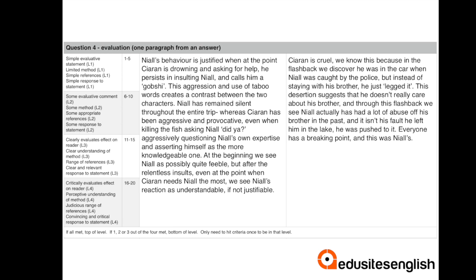This desertion suggests that he doesn't really care about his brother, and through this flashback we see Niall has had a lot of abuse off his brother in the past, and it isn't his fault he left him in the lake, he was pushed to it. Everyone has a breaking point, and this was Niall's. So 2 different answers and 2 different marks.